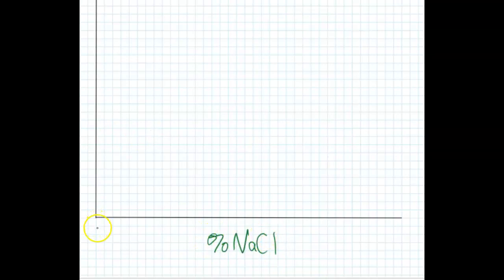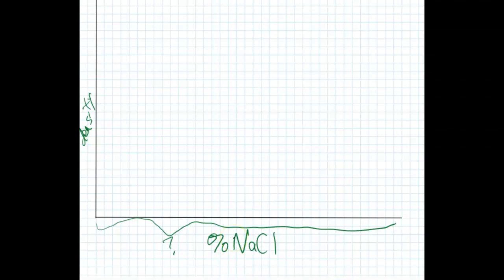To make sure that you know what each of these lines means, so that you can graph this appropriately. And on the y-axis, you will graph the density. The density and percent NaCl values that you are going to graph are given to you in a table. So these are known values that you are provided.